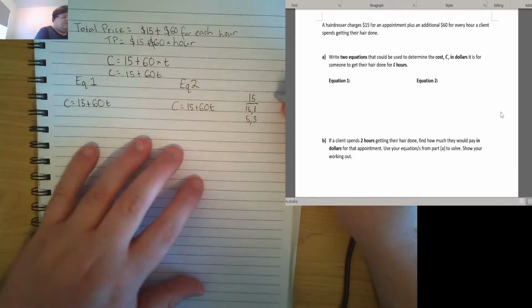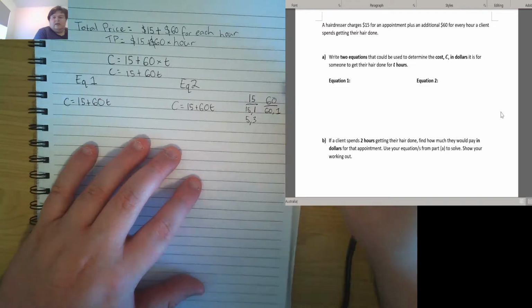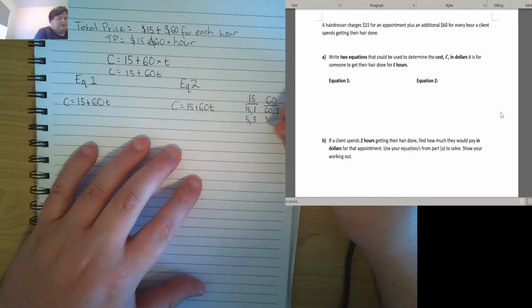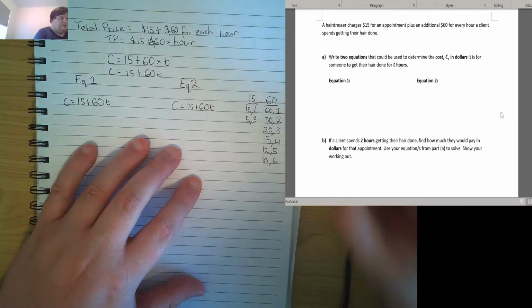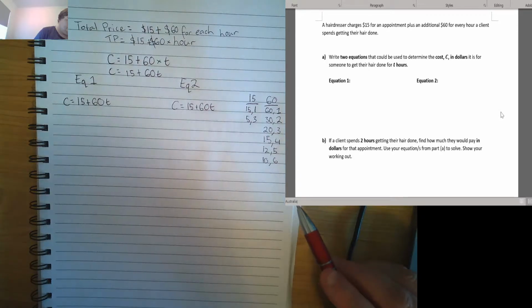Now my factors of 60, there are quite a few more. I have 60 and 1, 30 and 2, 20 and 3, 15 and 4, 12 and 5, 10 and 6. There is no 7, there's no 8, no 9, and we're back to 10. So yeah, that should be all of them.